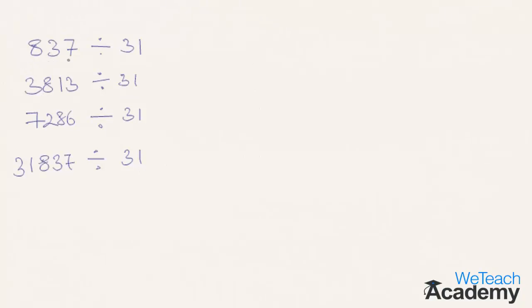Next number is 837. According to the concept of subtracting 3 times the last digit from the remaining number, here we get 83 minus 21, which is equal to 62. 62 is divisible by 31, which is 31 into 2. So the given number is also divisible by 31.